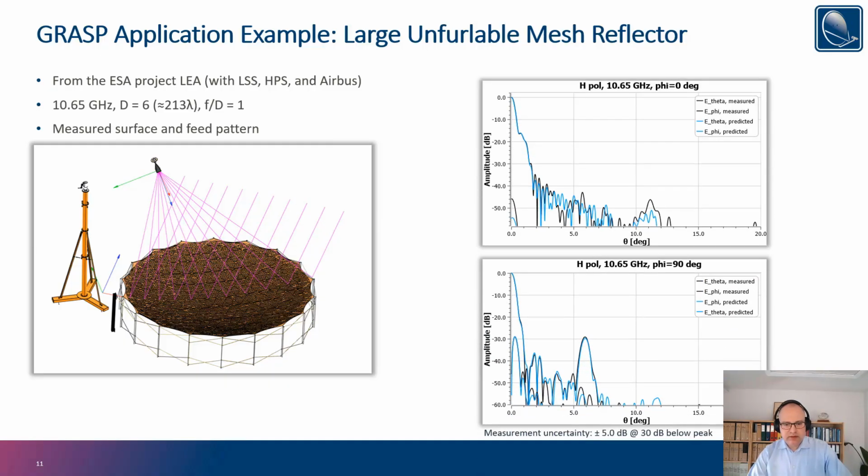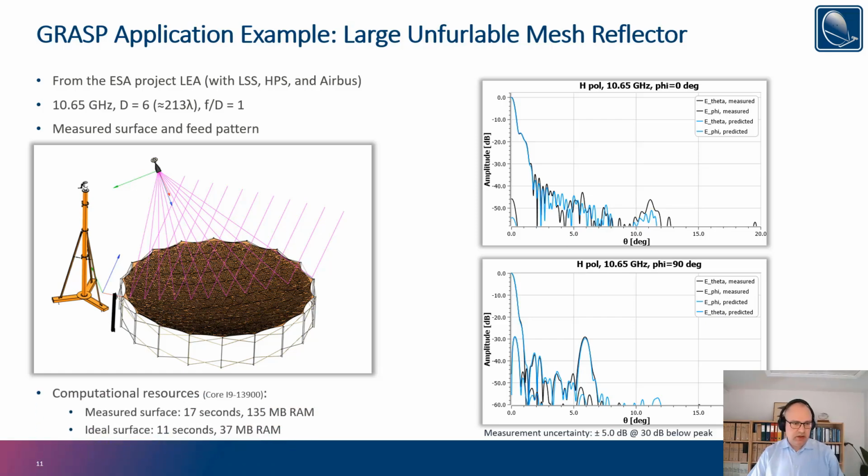Yes, so if we now look at just comparing the data we just calculated with the measurements that we have from this project, we see that there is a very good agreement between the measured and the calculated results. And as we just saw, it took 17 seconds to do the measured surface analysis, and it took around 11 seconds to do the ideal surface. And here we have the memory requirements: 135 megabytes or 37 megabytes.